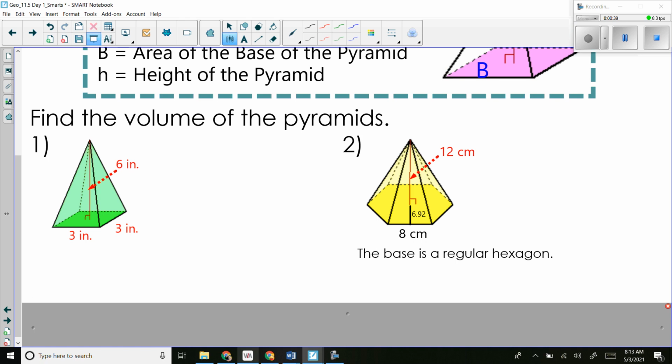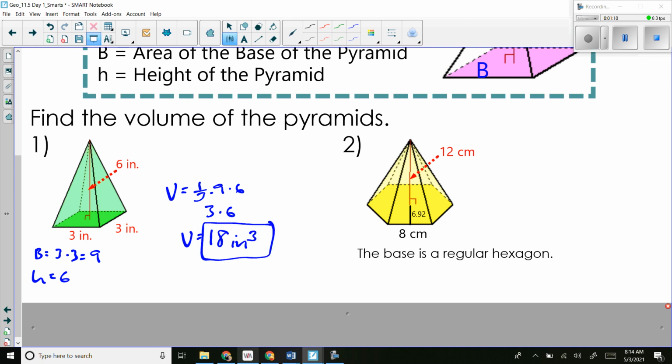We have a square pyramid here, so the volume of this base is just going to be 3 times 3, which of course is 9. The height it gives to us, which is 6. And so when we put it into our formula, V equals 1/3 base times height, my base I can replace with 9, my height I can replace with 6. 1/3 of 9 is 3, and then times 6 is 18. So the volume of this is 18, and remember we write this as inches cubed. It's cubed for the units when we're talking volume.